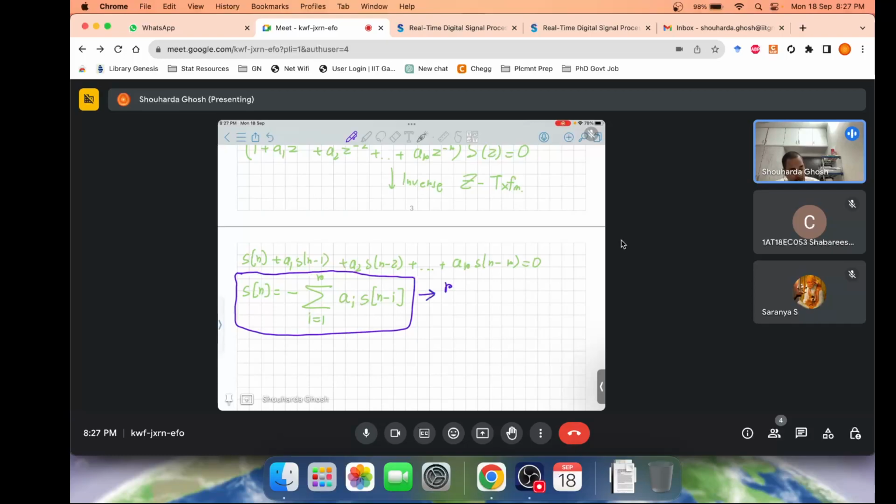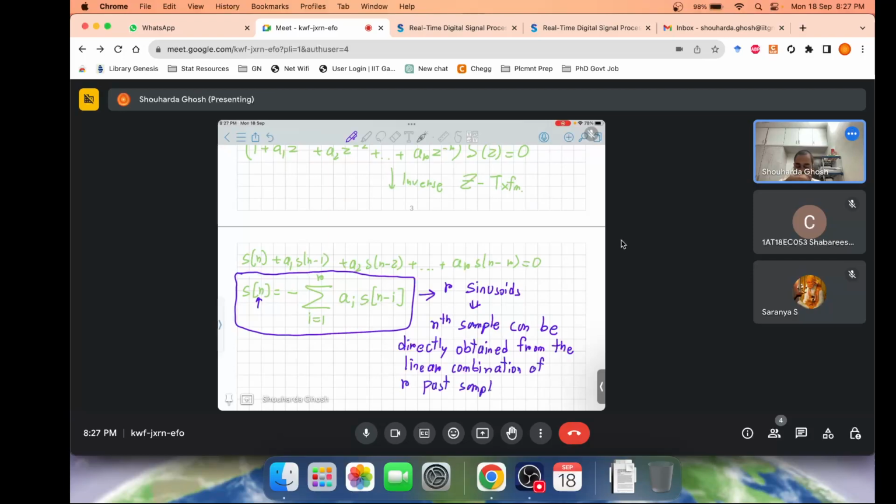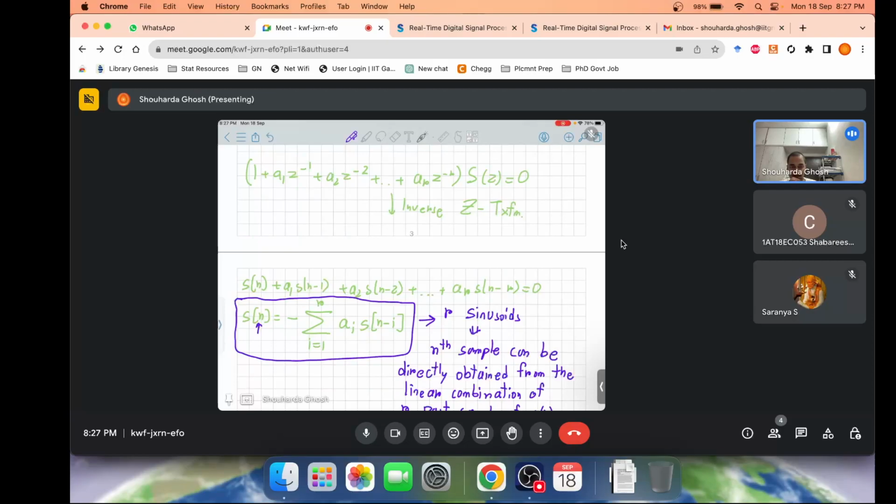So what does this mean? When we have r sinusoids, the nth sample can be directly obtained from a linear combination of our past samples of S(n). Using the past sample values, I can acquire the present sample value. This is the predictability property of complex sinusoids.